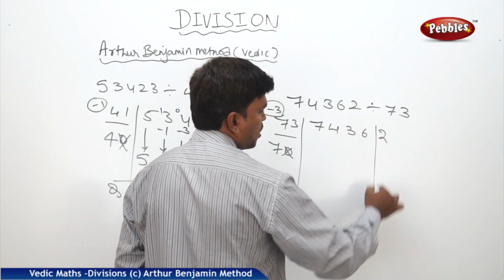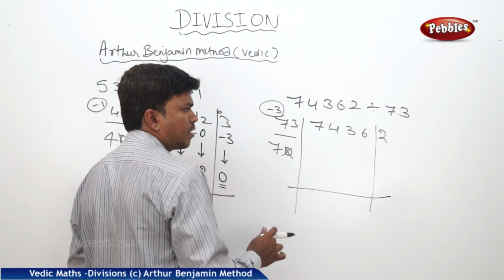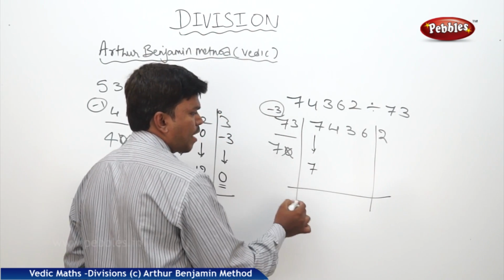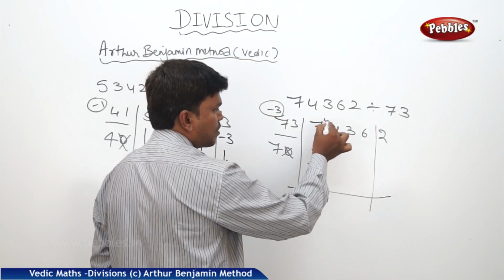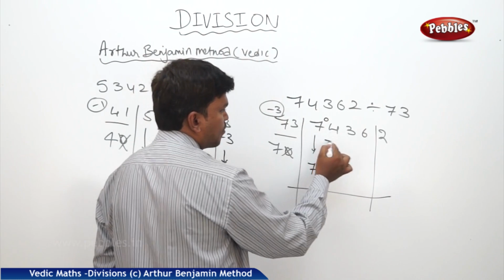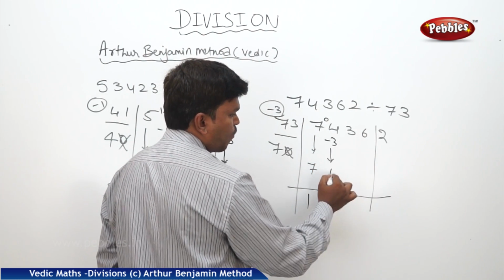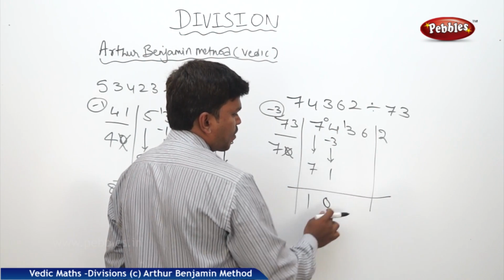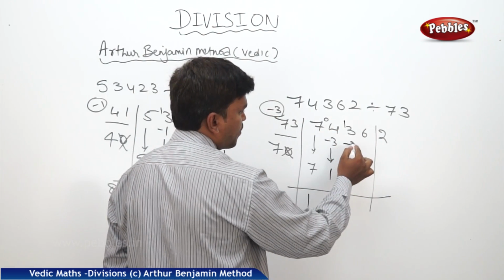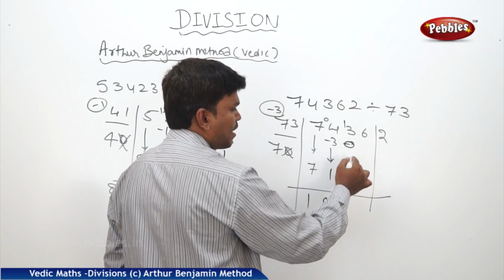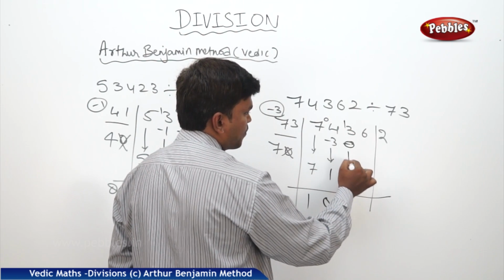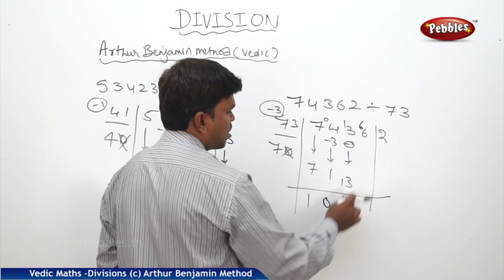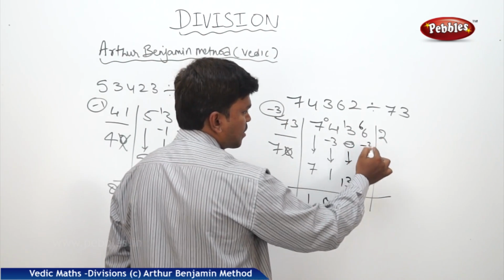Now leave the rightmost digit for the remainder. Now take first digit 7. How many times does it go? 1 time. What is the remainder? 0. 1 into minus 3, minus 3. 4 minus 3, 1. Okay, so how many times does it go? 0 times. 1 remainder. 0 into minus 3, sorry, 0. 13 minus 0, 13. How many times does it go? 7 ones are 7. Remainder 6. 1 into minus 3, minus 3.